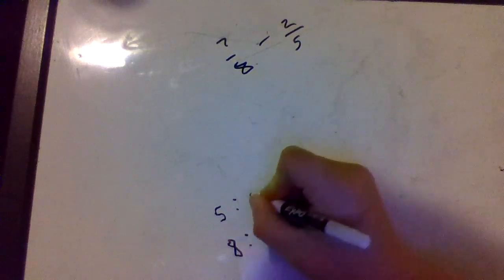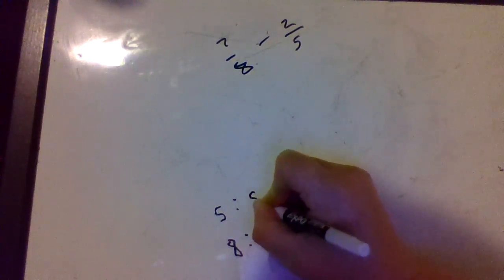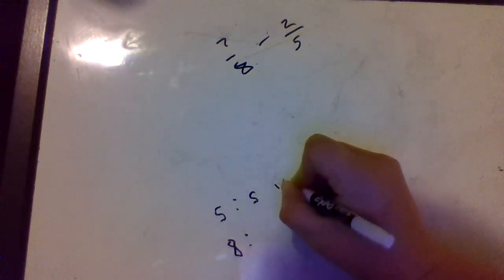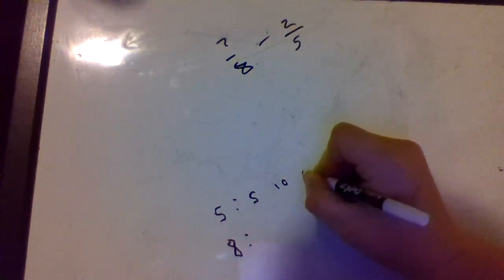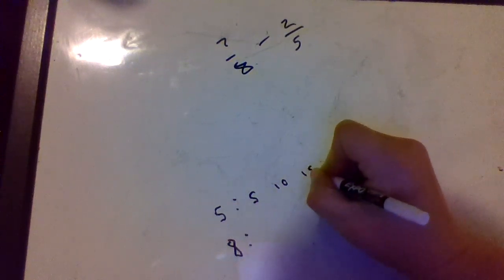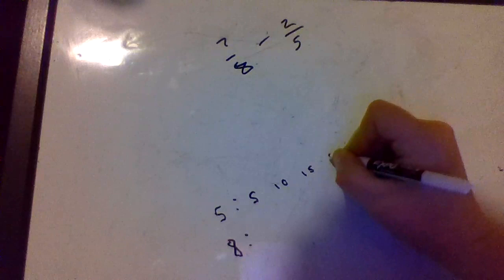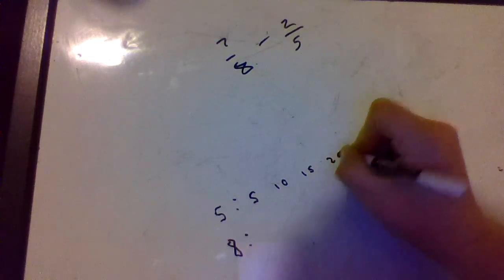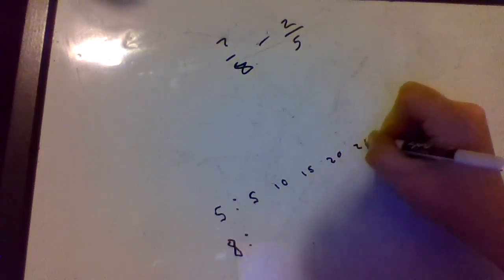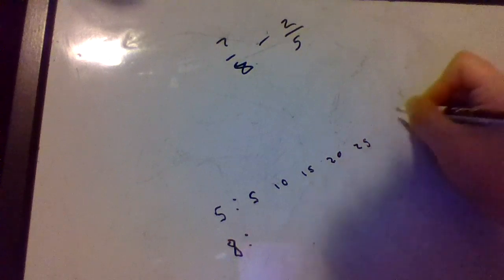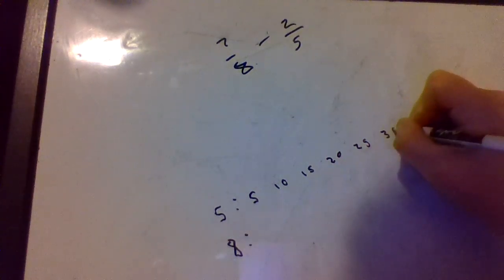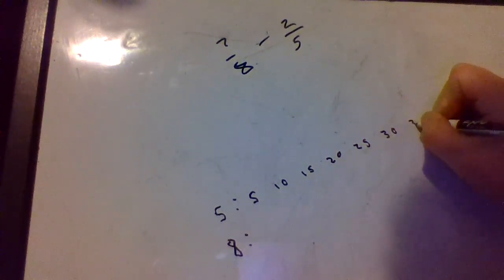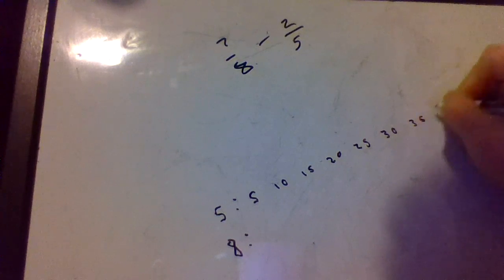So we're going to say 5 times 1 is 5. 5 times 2 is 10. 5 times 3 is 15. 5 times 4 is 20. 5 times 5 is 25. 5 times 6 is 30. 5 times 7 is 35. 5 times 8 is 40.